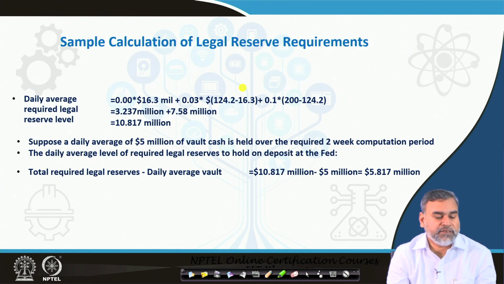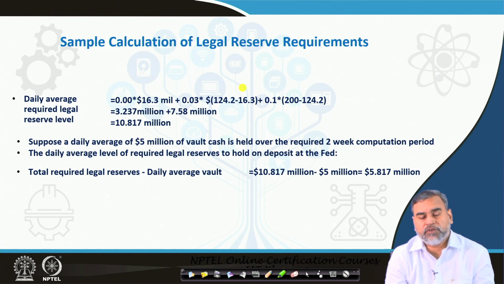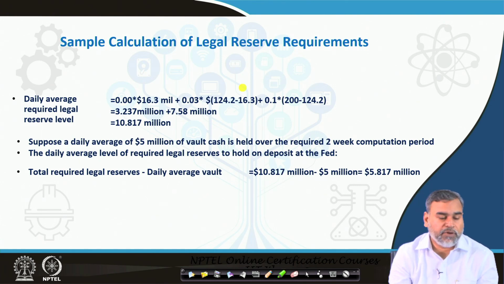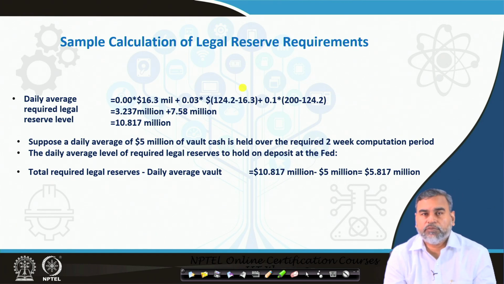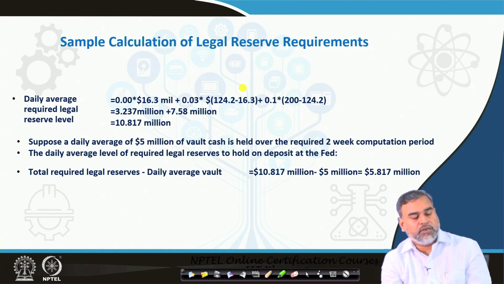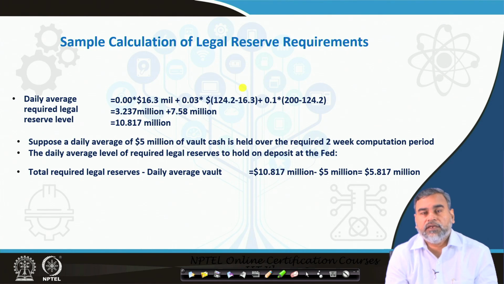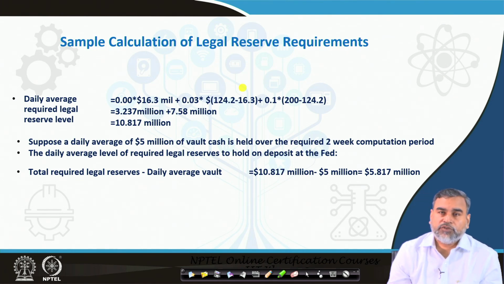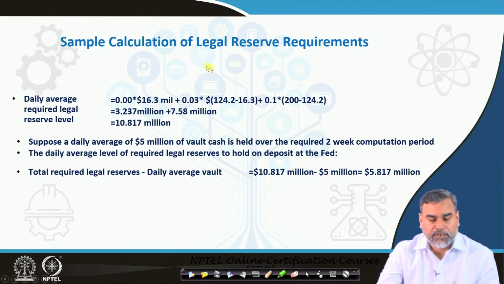In that case, the total required legal reserves minus the daily average vault cash will come to around 5.817 million. That is deducted from the legal reserve requirement that the commercial banks are supposed to have. So, at the end of the day we have 5.817 million, which is the difference between the total required legal reserves and the daily average vault cash which is available with the commercial bank.